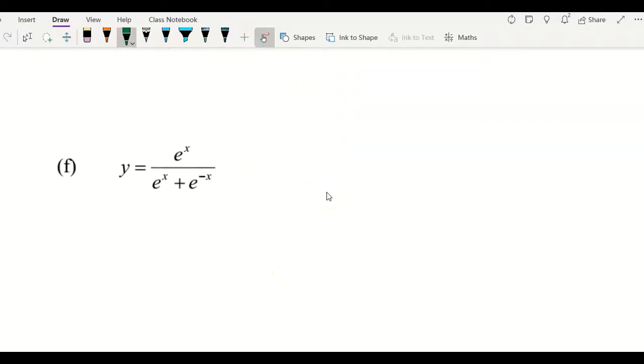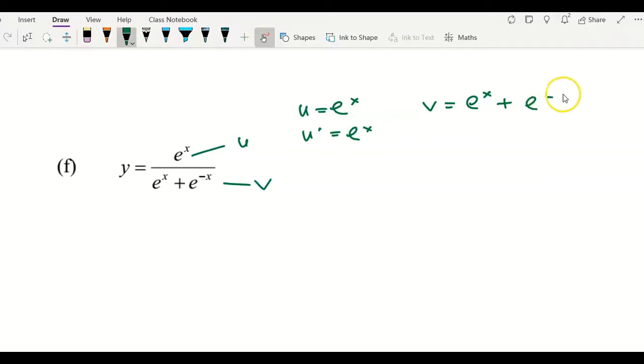Alright, this is the final example. You have your u and the v. So u is e^x, u prime will be e^x. v is e^x plus e power of negative x. So for v prime, differentiate the e^x, you get e^x. Differentiate e^-x, you get negative e^-x.